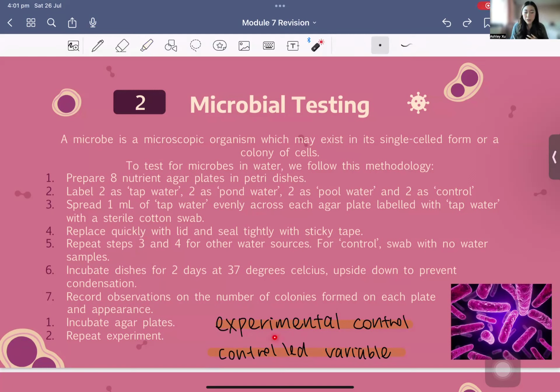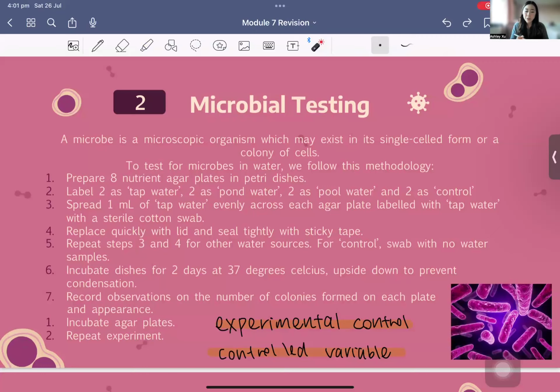Let's look at experimental controls. These experimental controls just test whether or not our experiment is valid or not. Okay, so if you don't have an experimental control, you can't really measure the validity of your experiment. So in the case of this experiment, let's read through the procedure very quickly.